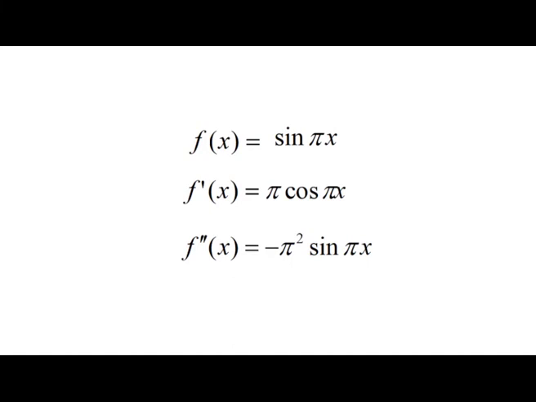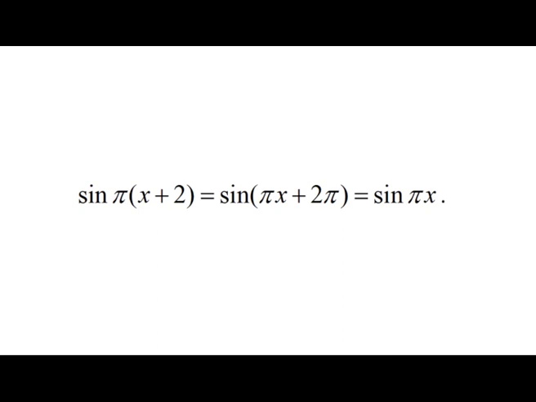As a final example, we consider the function f of x equal to sin pi x. Here f dash of x equal to pi cos pi x and f double dash of x equal to minus pi square sin pi x. We note that since sin theta is 2 pi periodic, we have sin pi into (x plus 2) equal to sin (pi x plus 2 pi) equal to sin pi x. Thus, the function sin pi x is 2 periodic.